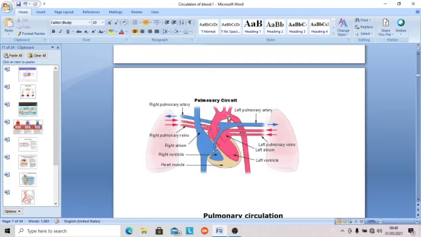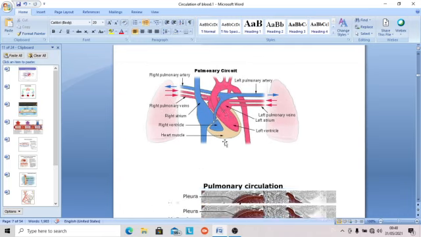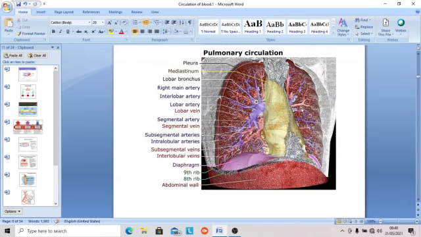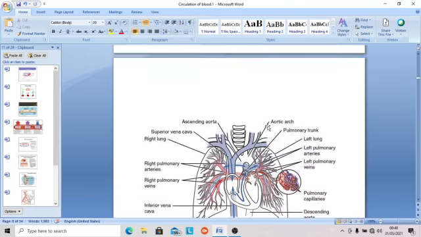These are all the branches of the aorta, including the coronaries from here. From the root of the aorta, it gives the coronary artery, then the subclavian artery, carotid artery, and all other branches, renal and all these. That is the anatomy of the arteries and veins in the lungs.